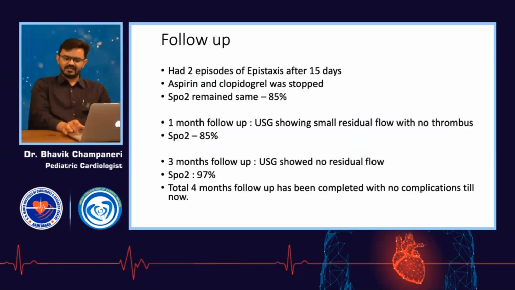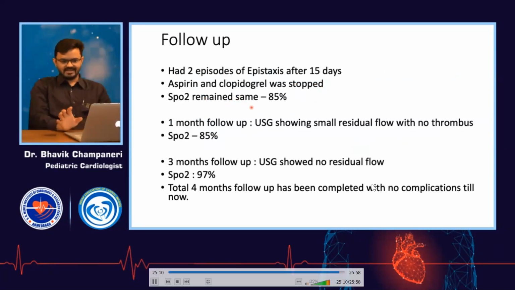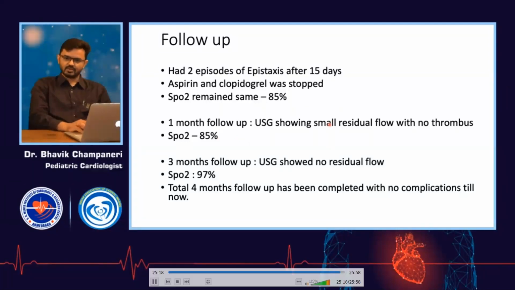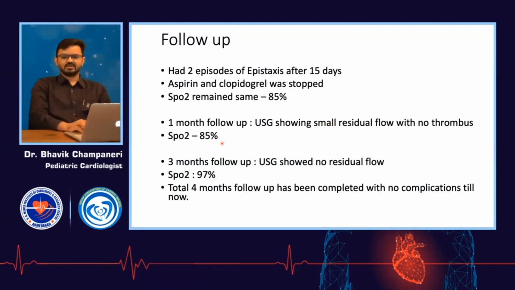The patient was discharged on aspirin and clopidogrel. He had an episode of epistaxis after 15 days, maybe drug related, so aspirin and clopidogrel were stopped. SpO2 remained 85 only. There was no change in SpO2. After 1 month the patient was brought back again. USG abdomen was done, and it was showing the same residual flow through the device, and SpO2 also was the same.